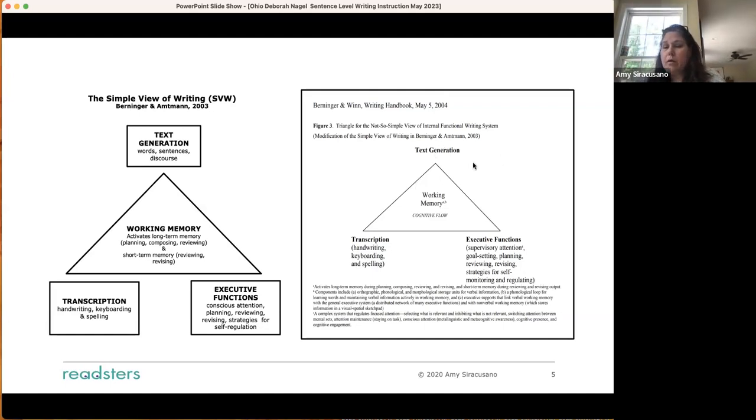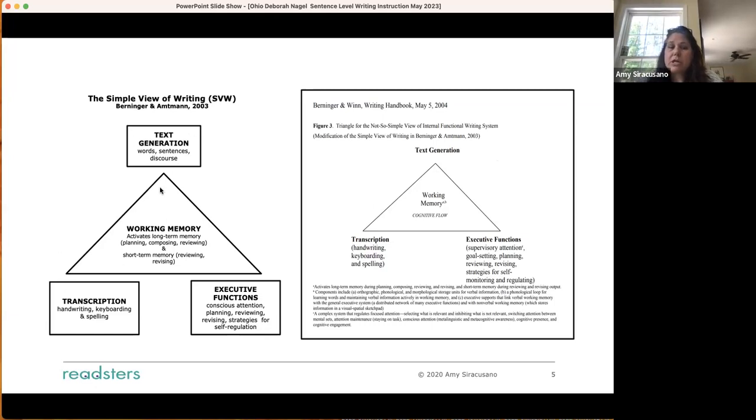Up at the top is what we call text generation. Sometimes people refer to this as composition. In research, it's referred to as higher level skills. Again, does it mean it's harder or more important? These skills include pulling out words, sentences, and organizing your thinking. So text structure is included in this. When you're thinking about writing narrative versus expository, what kinds of word choice are you going to use? Domain-specific words versus descriptive language, and how are your sentences going to be formulated on the paper?